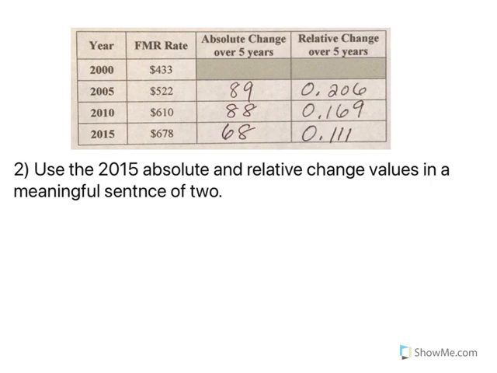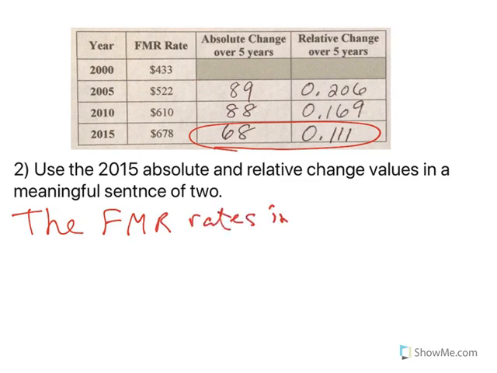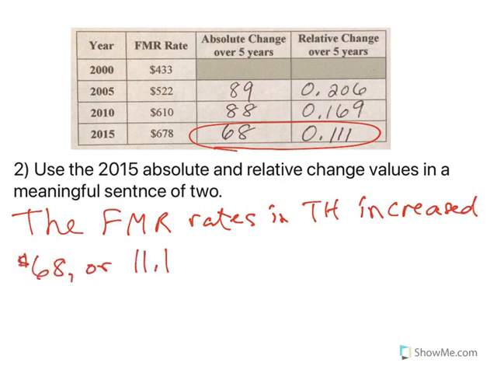And number 2, use the 2015 absolute and relative change values in a meaningful sentence or two. Okay, so we're using these two here. The fair market rental rates in Terre Haute increased, this is positive, so we know they increased $68 or 11.1% from 2010 to 2015.